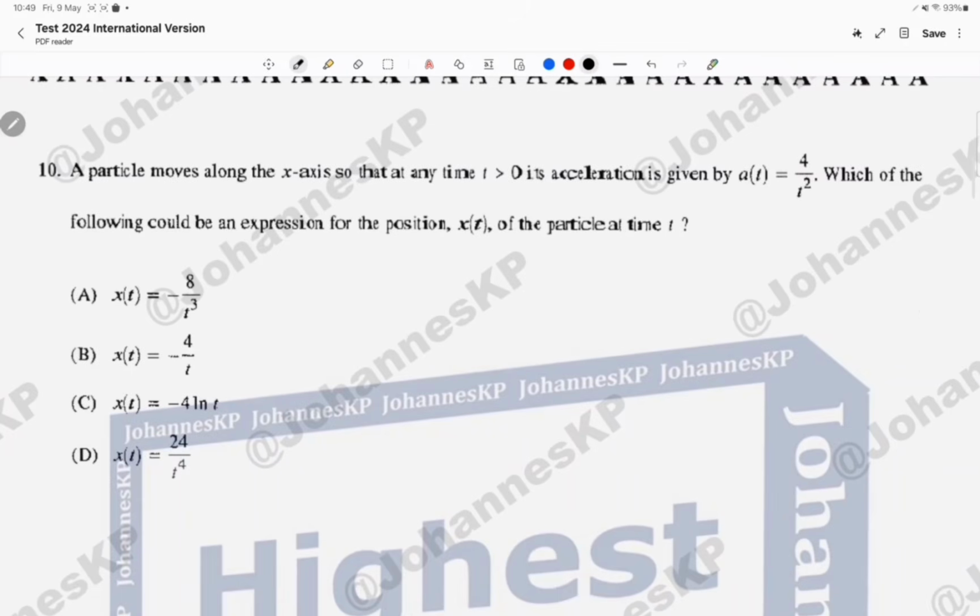Question 10. A particle moves along the x-axis, so at any time that's more than 0, this is the acceleration equation. You want the position. Do you know how to get position from acceleration?